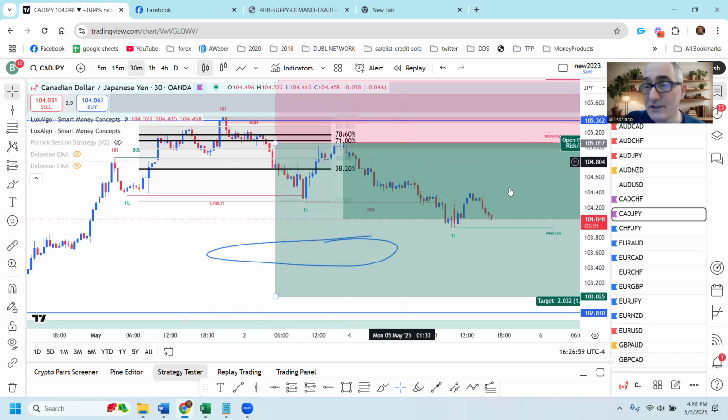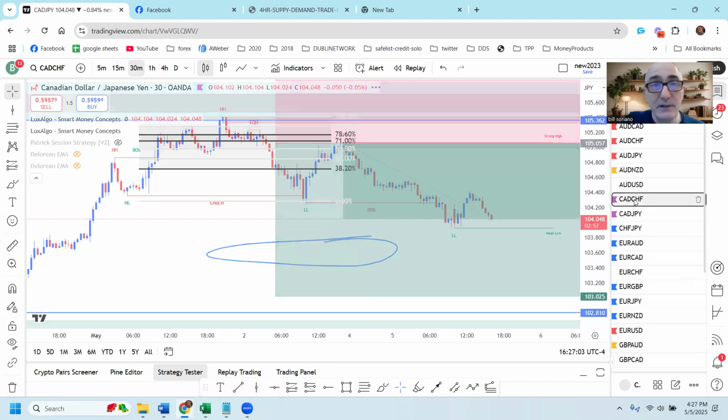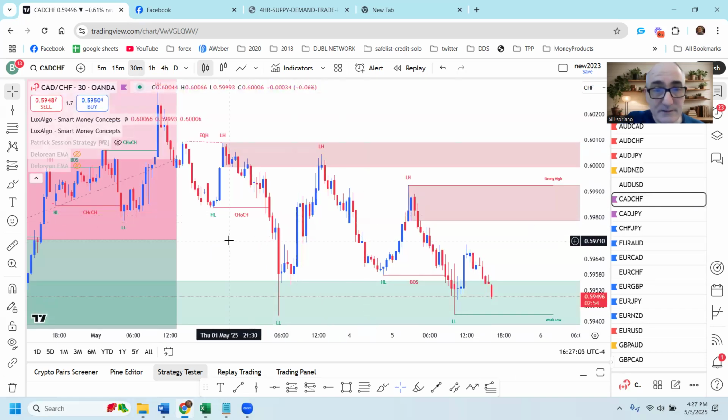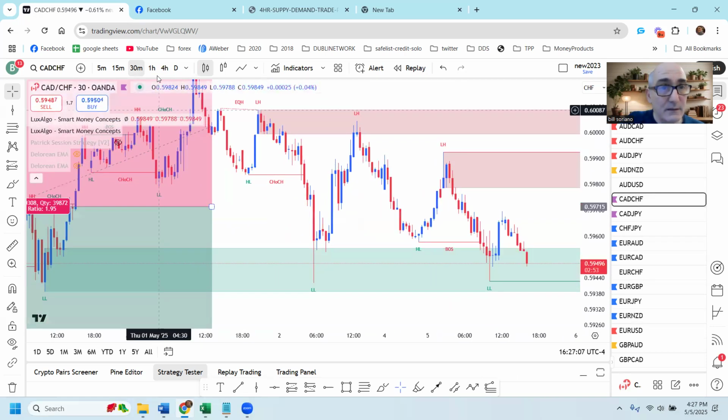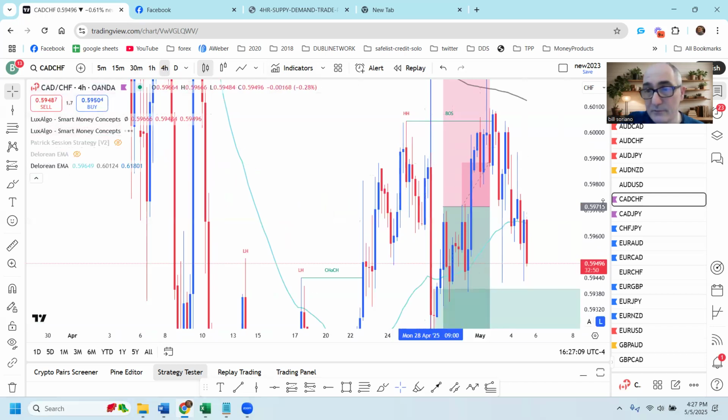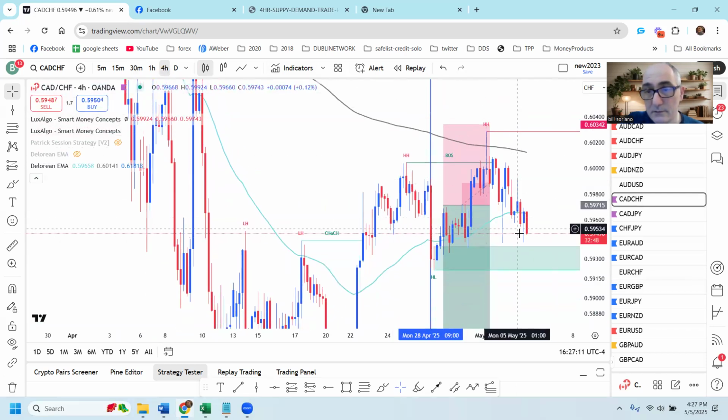So that's what this looks like, guys. These are the 2 trades we're looking at right now. And I am still in this CADJPY trade. And you can see here we are in profit.